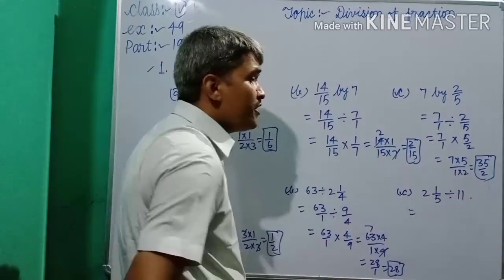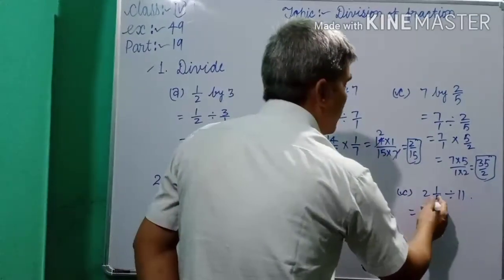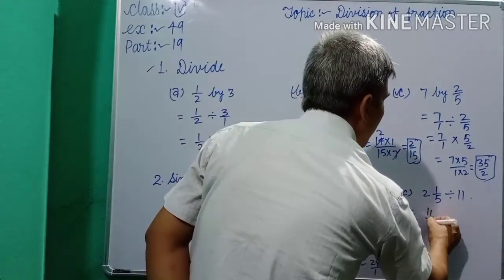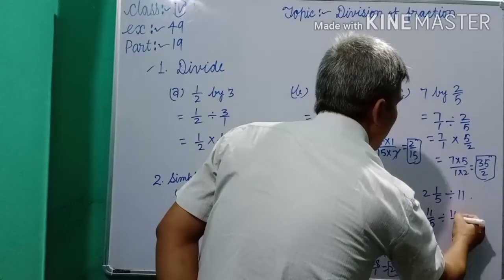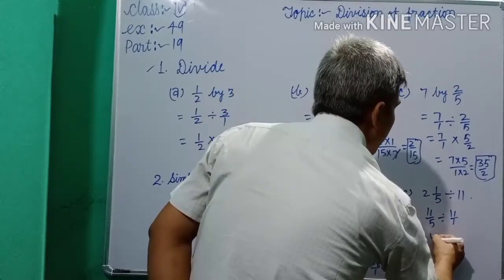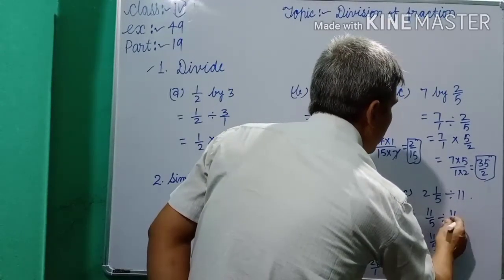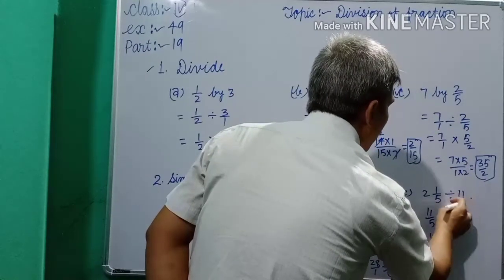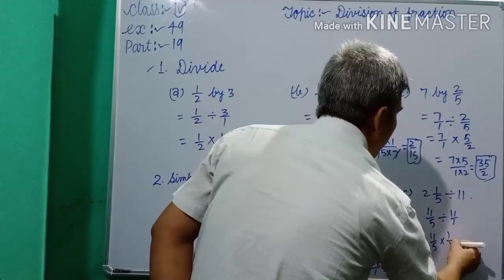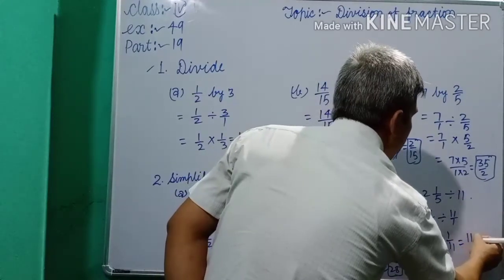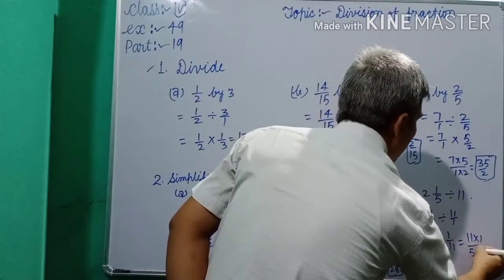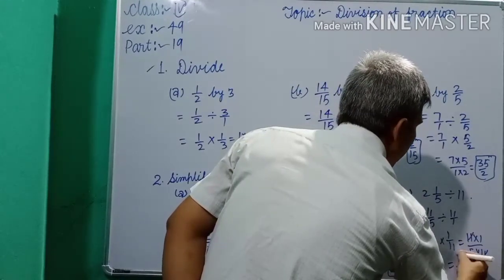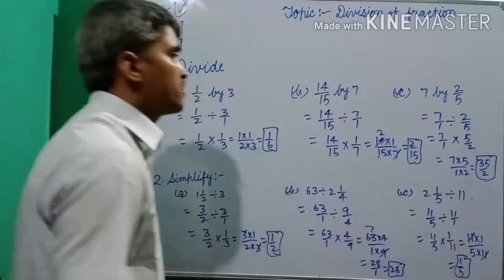Now the last question of these related topics. Here the question is given in mixed fractions, so at first convert into improper fractions. 5 times 2 plus 1 is 11, so 11 by 5 divided by 11 by 1. Here 11 by 5 multiplied, instead of the division symbol, by the reciprocal of 11 by 1, that means 1 by 11. Now 11 multiplied by 1 and 5 multiplied by 11, 11 cancels, that is 1 by 5. This is the answer to this question.